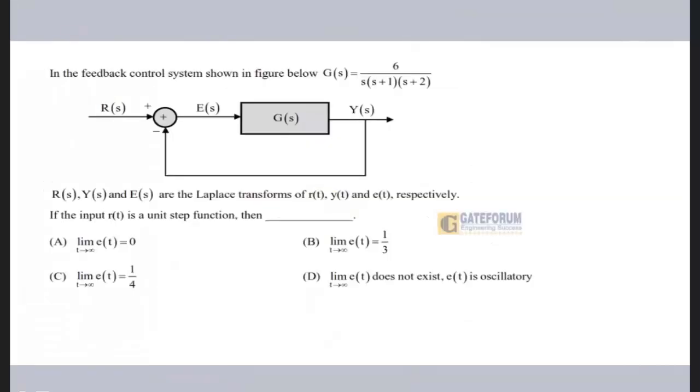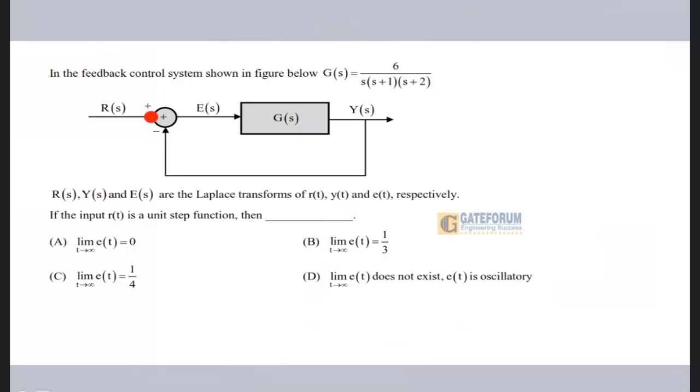So this particular question was asked from the control system in the GATE 2024 ECE paper. Here they're asking, in the feedback control system shown in the figure, G(s) is equal to 6 by s into (s plus 1)(s plus 2), that is given to you. And this is the block diagram they have given, with the input variable, error variable, output variable, and a unity feedback system.